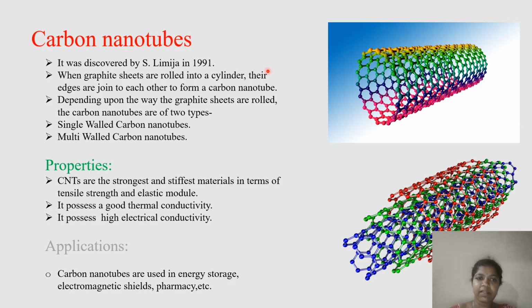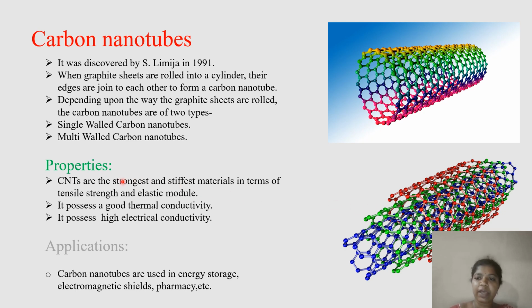And another example is carbon nanotubes. In 1991, carbon nanotubes were first discovered by S. Iijima. Carbon nanotube means when graphite sheets are rolled into a cylinder, their edges are joined together to form a carbon nanotube. Depending upon the way the graphite sheets are rolled, the carbon nanotubes are of two types: single wall carbon nanotubes and multi-wall carbon nanotubes. In the above figure, it is a single wall carbon nanotube. In the below figure, it is the multi-wall carbon nanotube.